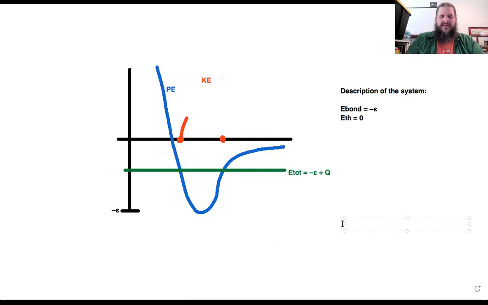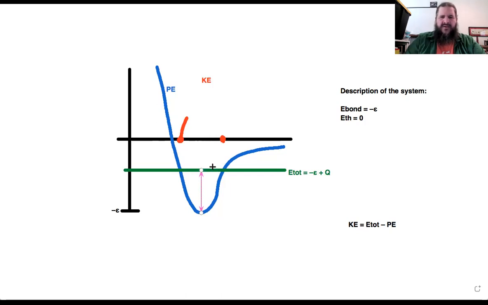How do you usually calculate the kinetic energy on a graph like this? Yeah, we take E total minus the potential energy. In other words, the difference. Specifically, the difference between E total and potential energy. That difference is the value of kinetic energy. And you could do that at any location.